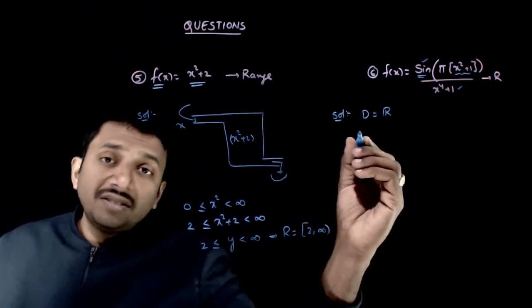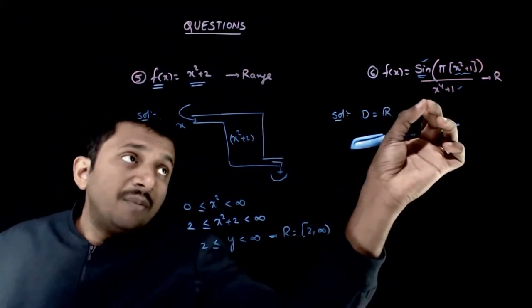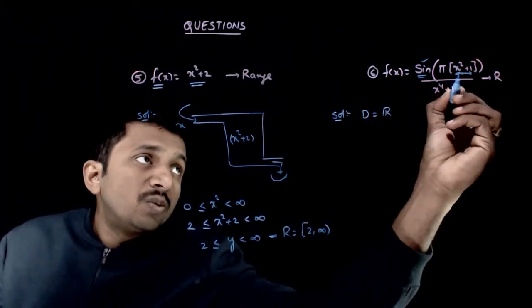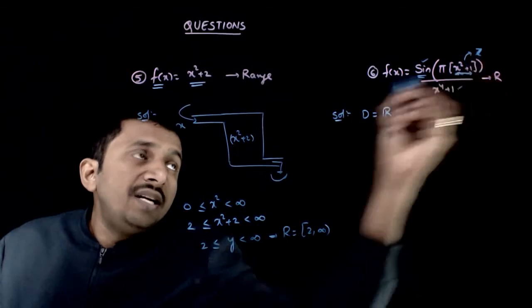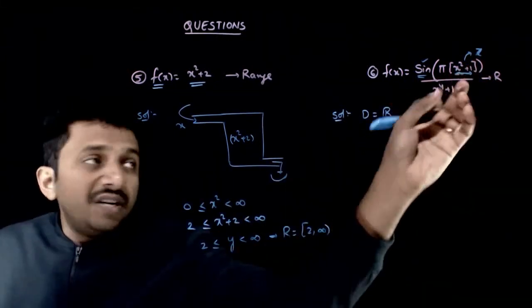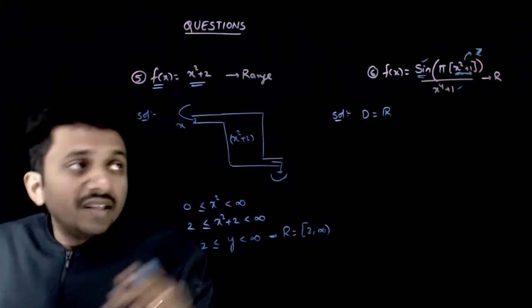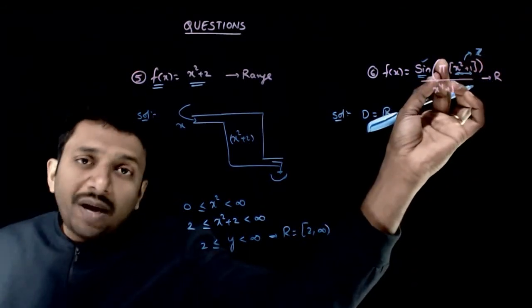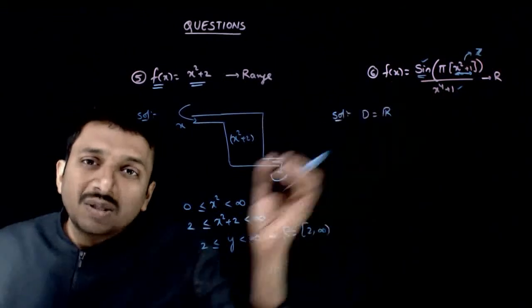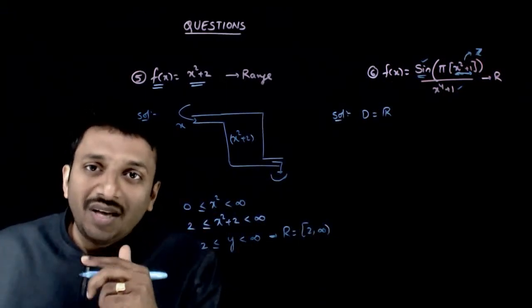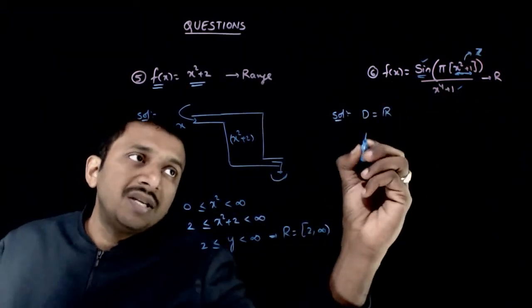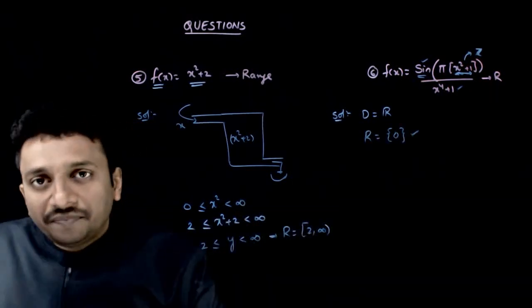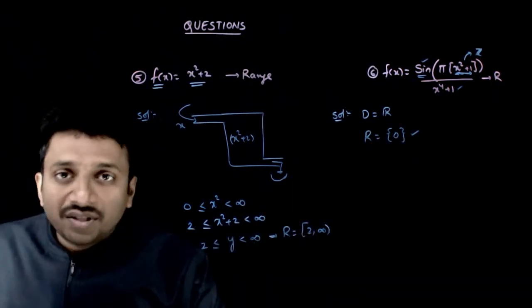So to find the range, whatever real number you put in the place of x, the integer part of x square plus 1 is always an integer, right? Because the range of the integer part is an integers. So this part will always be an integer. So sine of integer times pi will always give you 0 as the answer. So whatever number goes in, the range is always the singleton set 0. That's the answer to this question.